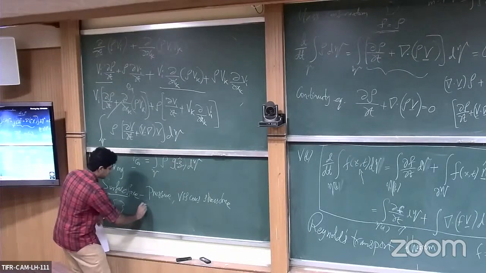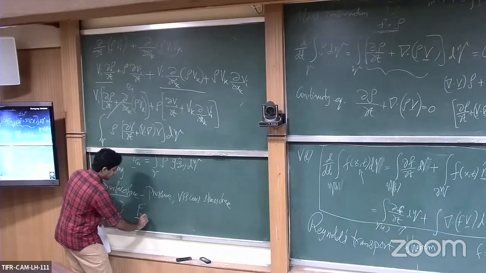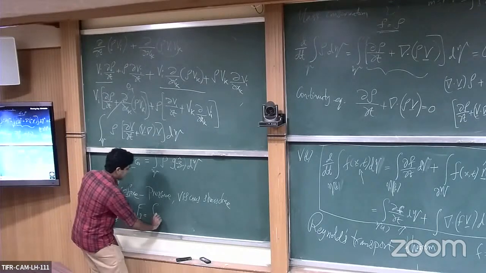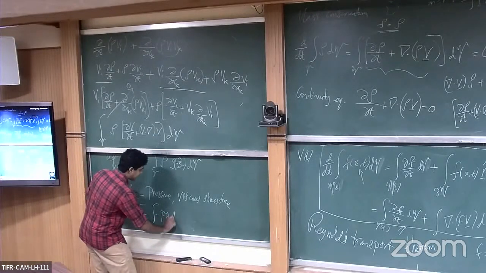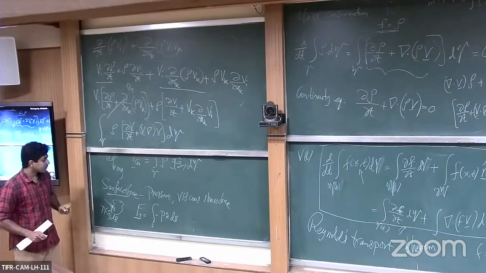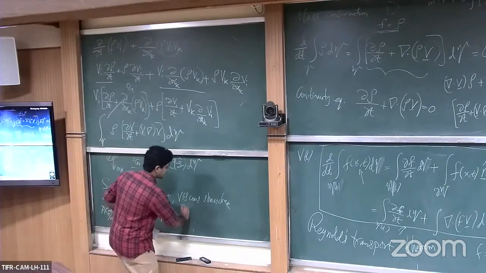So the integrated pressure force, Fp, is the integral over the surface of negative p n cap dS. This is the pressure force acting on this body. So now we'll look at the viscous stress force.